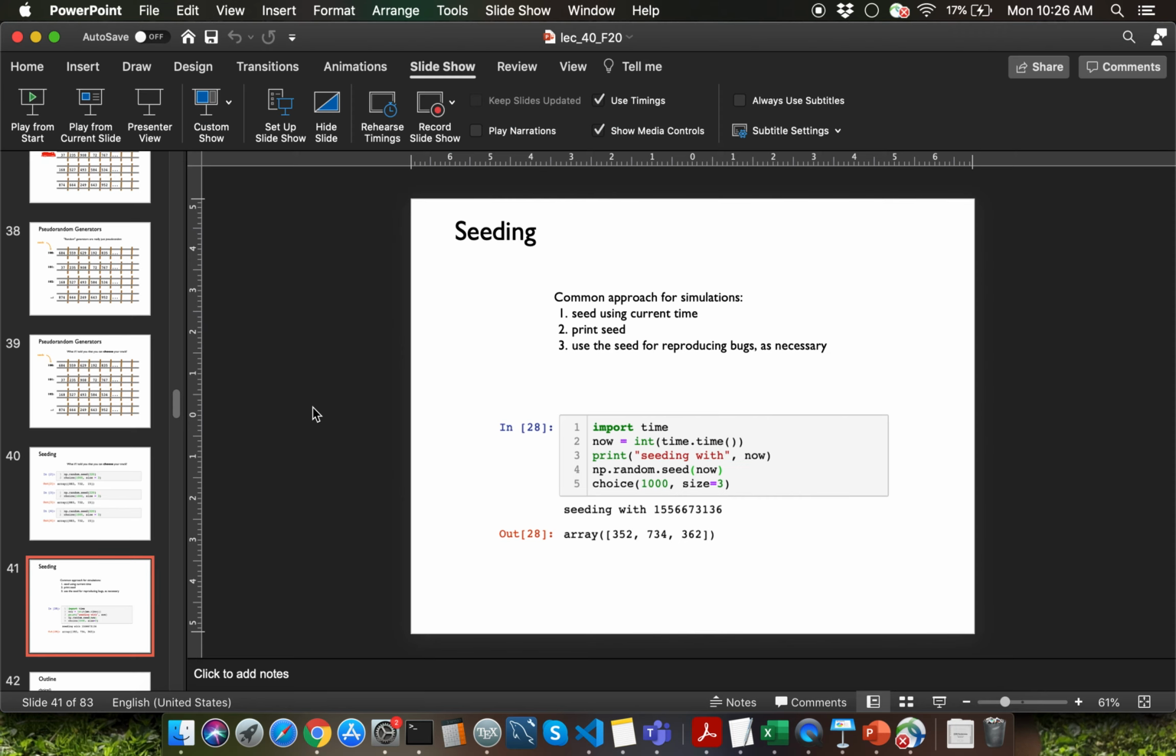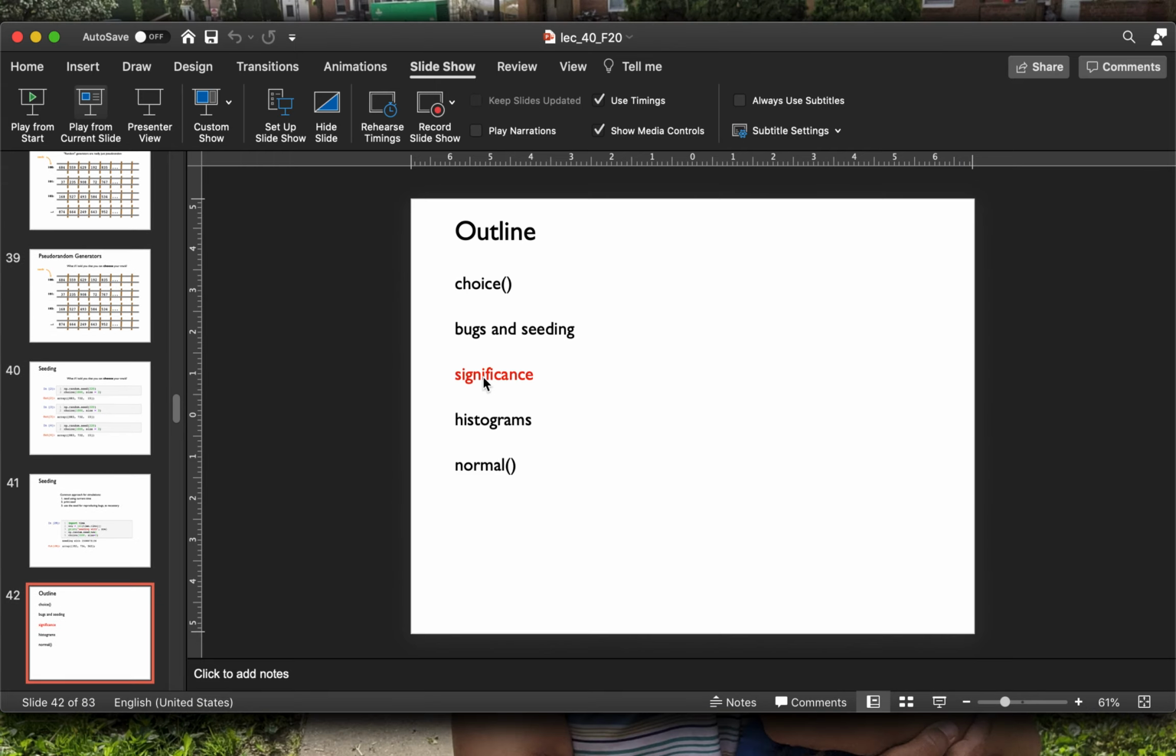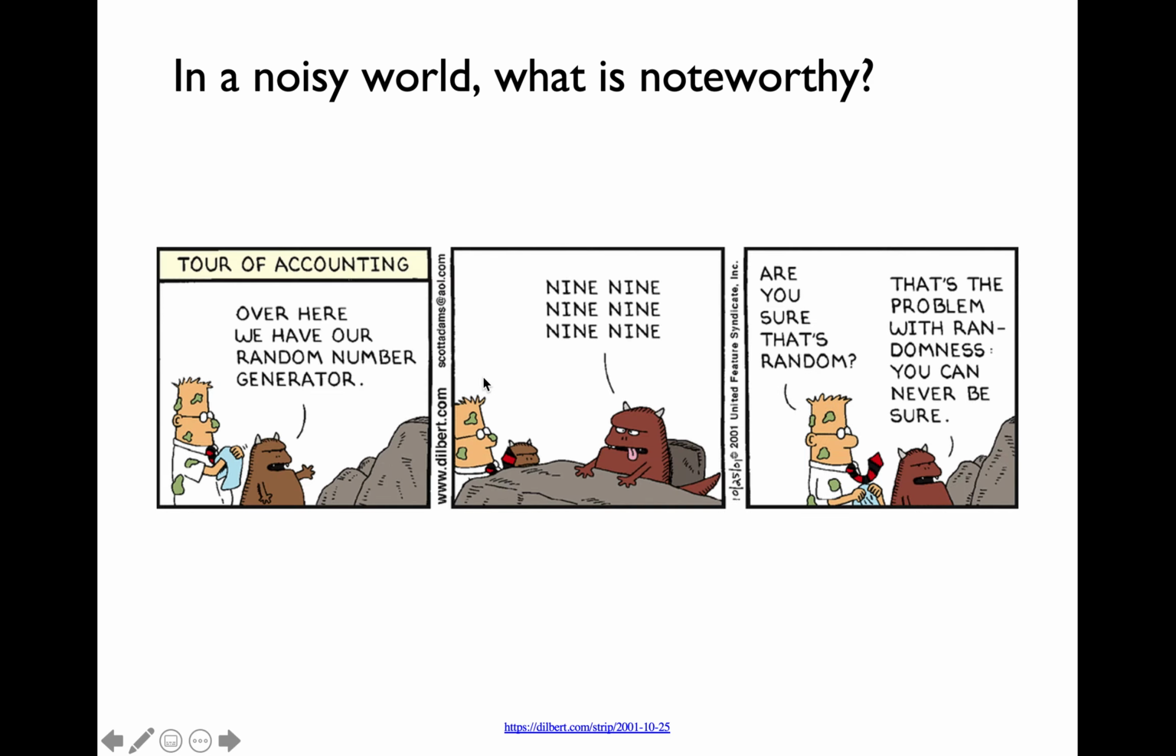Let's talk about statistical significance next. I'm going to show you a Dilbert comic for this particular topic. Dilbert is trying to tour a random number generator, and the random number generator gives 6 values as 999999 over and over again.